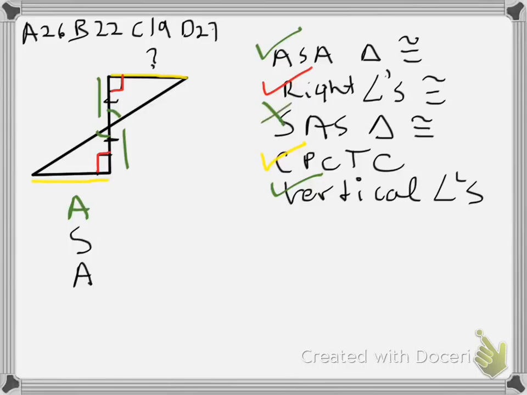So this is the wrong one. This is the one they want you to select to say that that's the one we don't need. We don't need SAS. We need all these other ones to show that the triangles are the same. So then we can use CPCTC to say that the top and bottom sides are the same.